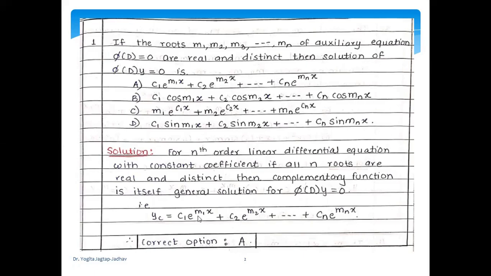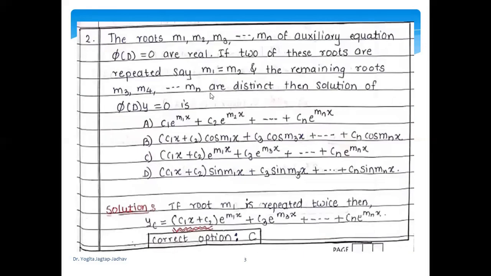Here we have just placed the values of the roots in the exponents, like e raised to m1x, e raised to m2x and e raised to mnx, along with arbitrary constants c1, c2 and so on up to cn. Now look at the second one.